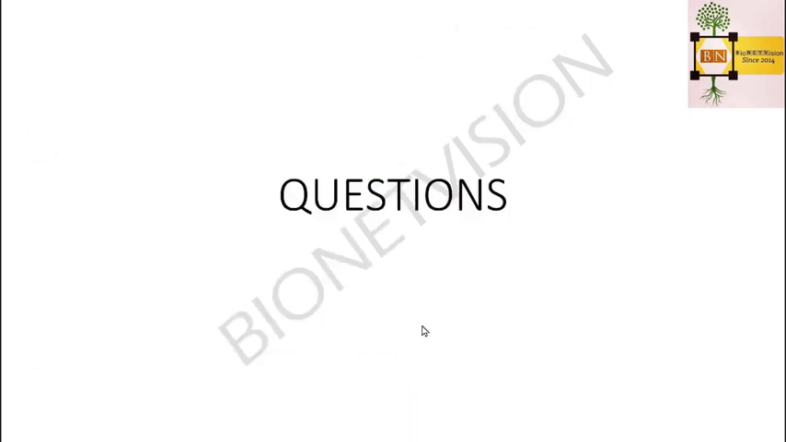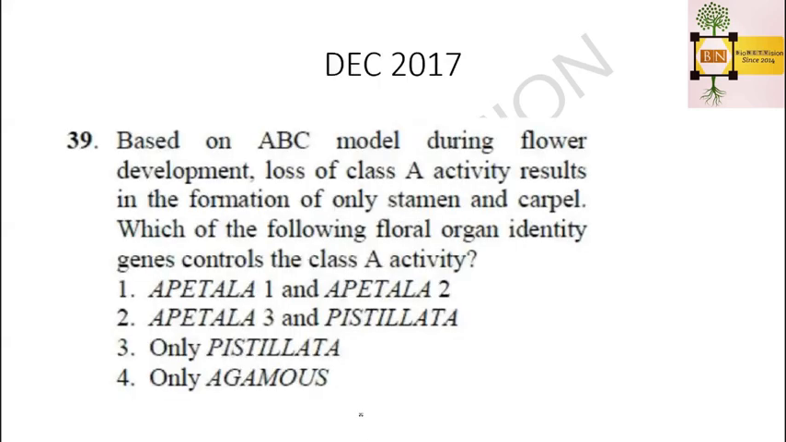Now we solve previous year CSIR questions based on what we have studied. One question came in 2017 based on the ABC model during flower development. Loss of A function, when A is lost, results in the formation of only stamen and carpel. Which one of the following floral organ identity genes controls the class A activity? I told you class A activity is controlled by AP1 and AP2. Clear? So according to that, this answer is our correct answer.